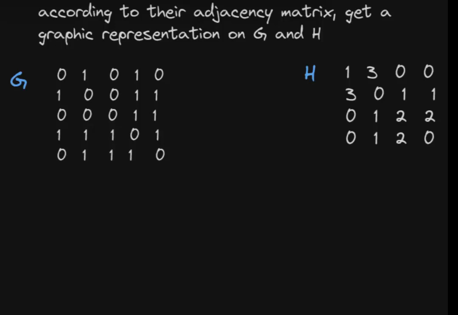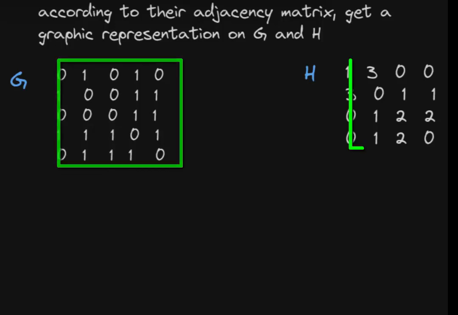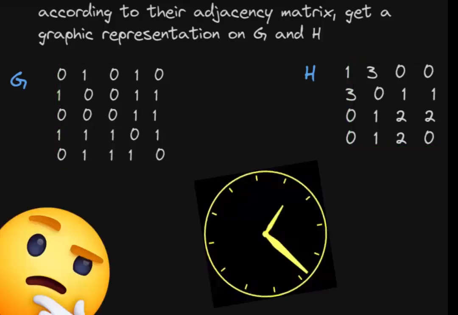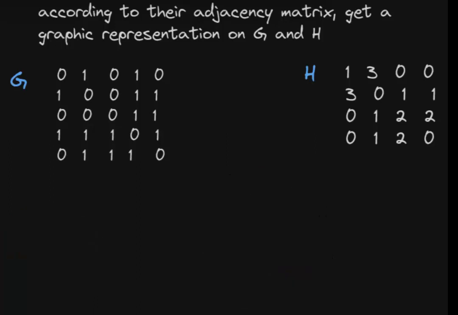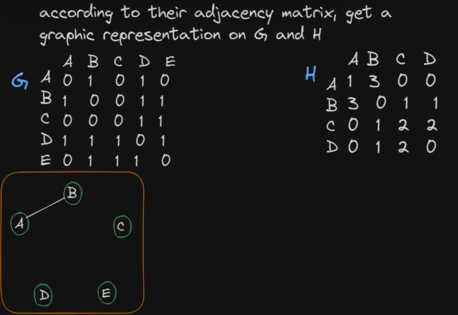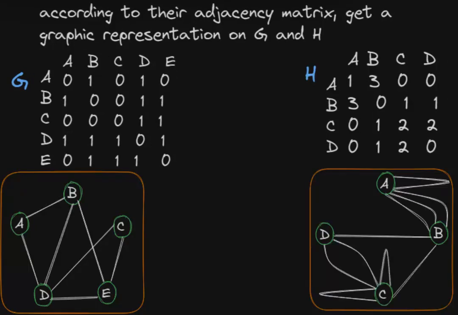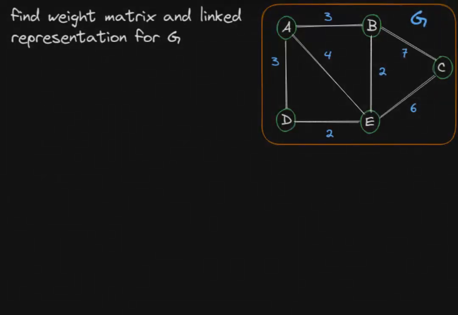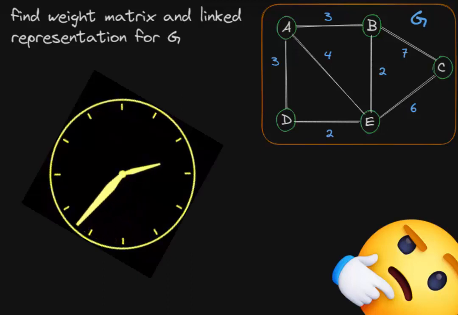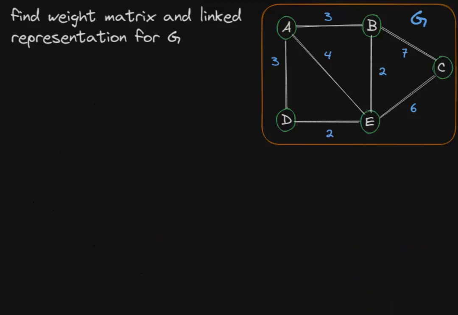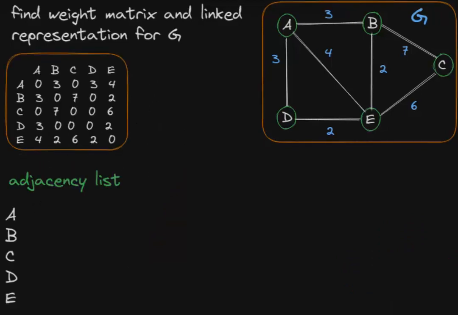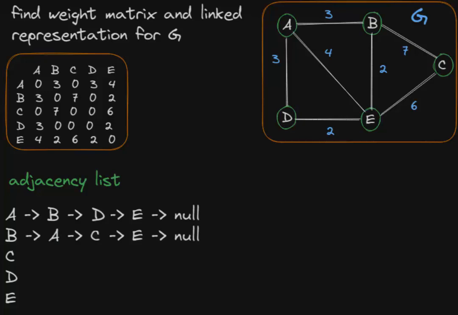Question 7. Having only their adjacency matrix on the unweighted graphs G and H, find their graphic representation. The adjacency matrix contains implicit information about the vertices, so begin with naming each one, then place the vertices and do the connections. Question 8. From its visual graphic, find the weighted matrix and any linked representation of Y. Now, for the linked representation, the most common method is to list a connection array for each vertex, in such a way that along with the weighted matrix, we give a complete description to work with.